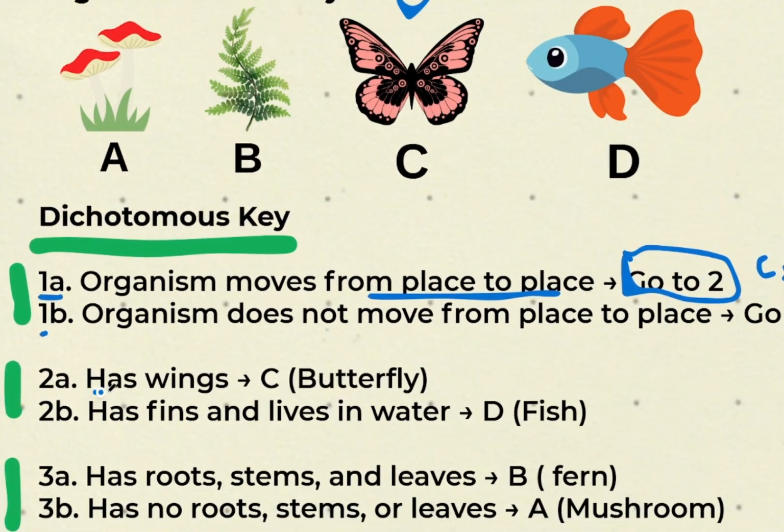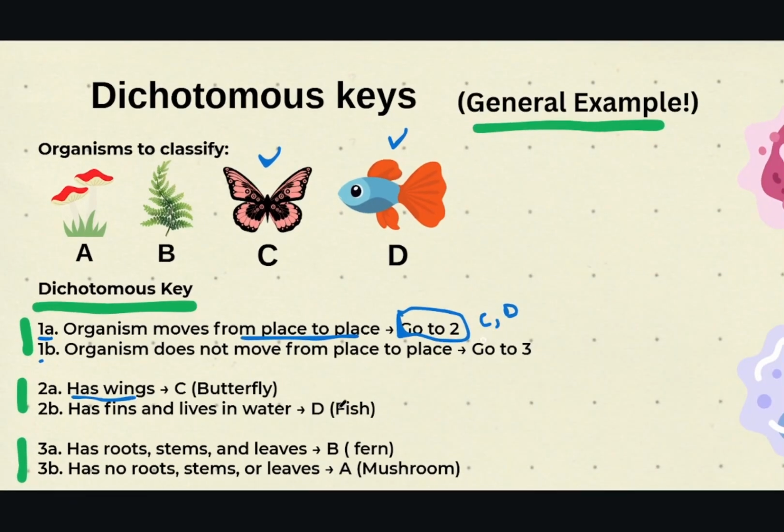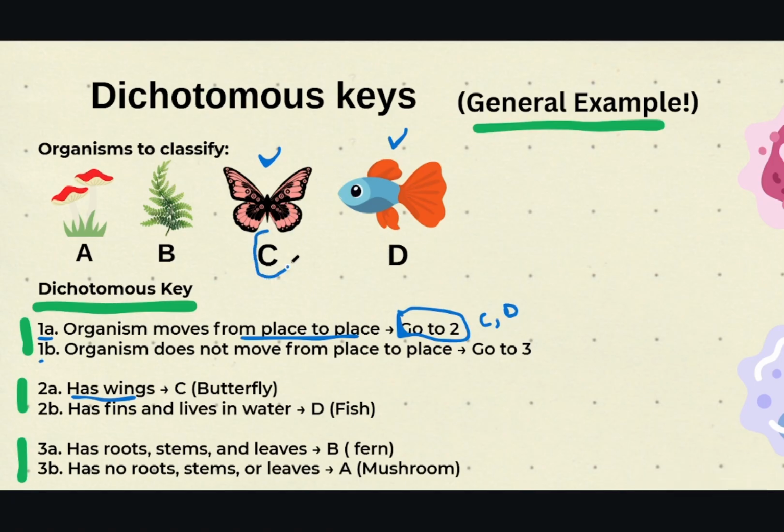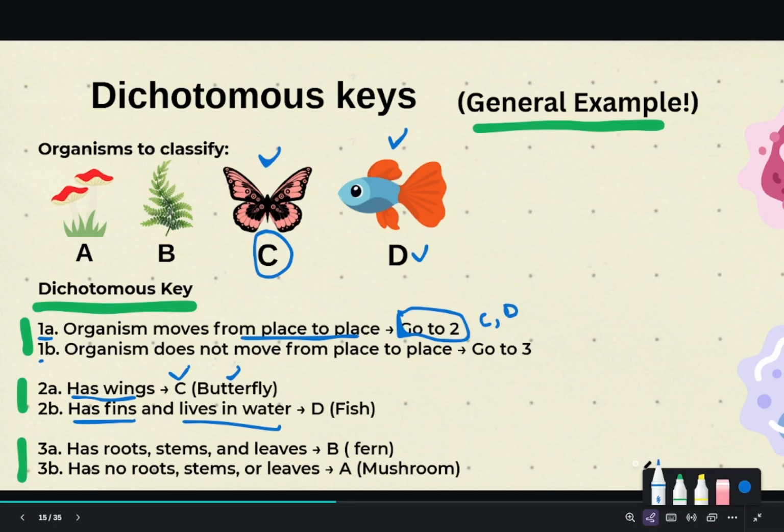It has wings. All right, let's see out of C and D which has wings. So I can see that C has wings over here. So yes, it has wings, so it is a butterfly. That is how we identified the butterfly using a dichotomous key. And then 2B says that it has fins and it lives in water. So yes, it is D. D is a fish because it has fins and it lives in water. So up till now, we have identified what organism C is, and what D is.